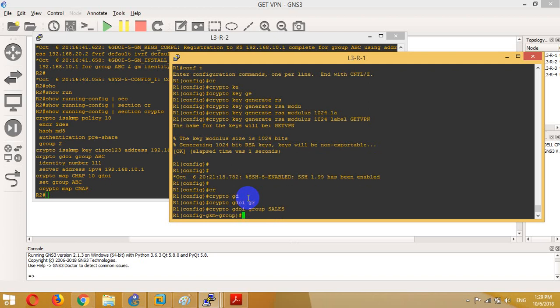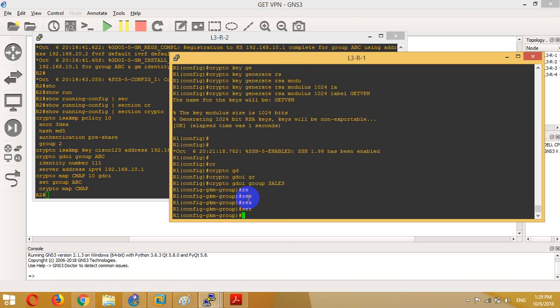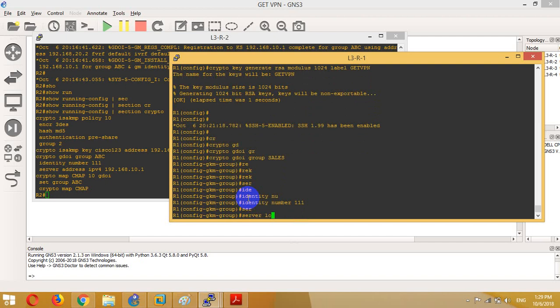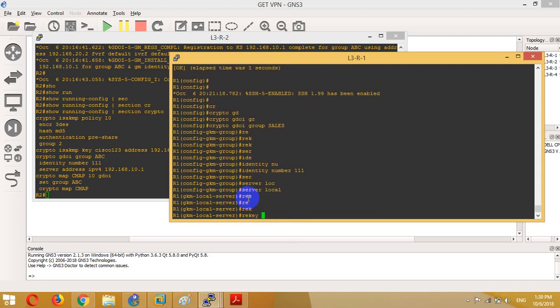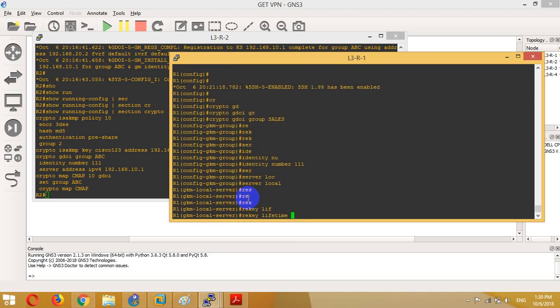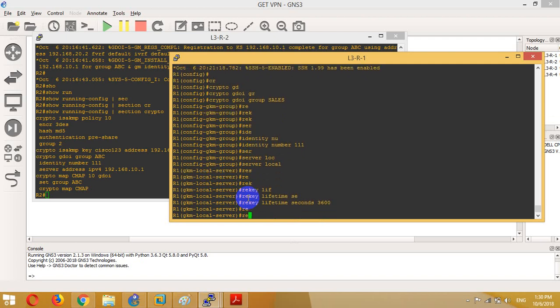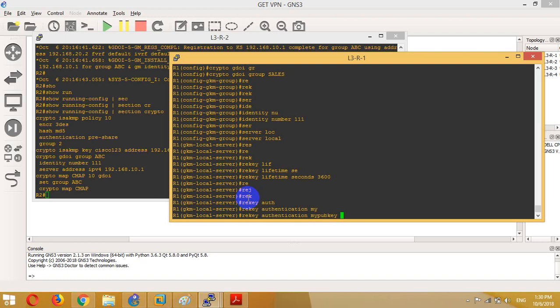Identity number 1111, server local. I go to the server mode, then under it rekey lifetime seconds 3600, and rekey authentication mypubkey RSA, and the label name GET VPN. Enter.